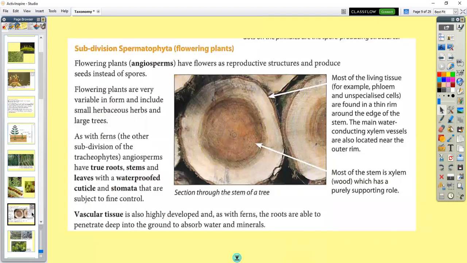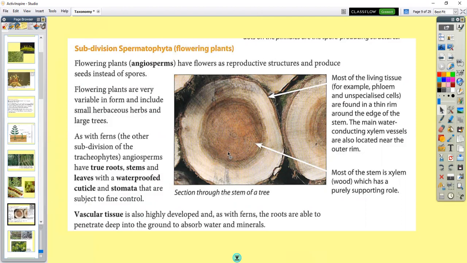Final plant structure then is looking at flowering plants or spermatophytes. So they, again, slightly more complex. They have, again, true roots, stems, leaves, waterproof cuticle, stomata. Again, they have vascular bundles, so xylem and phloem.